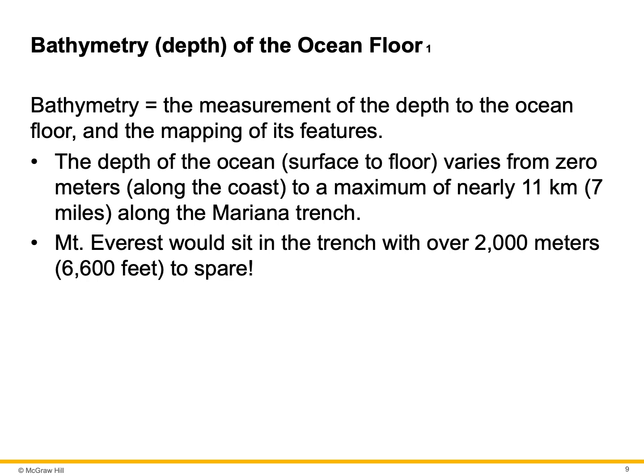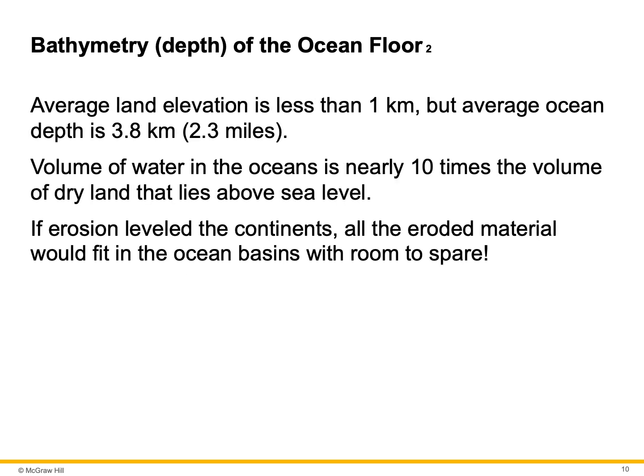The average land elevation is less than 1 meter, but average ocean depth is 2.3 miles. The volume of water in the oceans is nearly 10 times the volume of dry land that lies above sea level. If erosion leveled the continents, all the eroded material would fit in the ocean basins with room to spare.